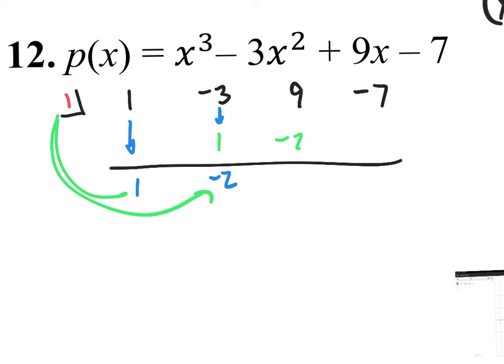As you come down, you combine. 9 take away 2 is 7. As you go up, you multiply. 1 times 7 is 7. And no surprise, the remainder is 0. Why is that? Because this was an answer, x equals 1. We saw it as an x-intercept when we graphed it. So we know it's an answer. And we plugged it in to find this depressed polynomial, x squared minus 2x plus 7.